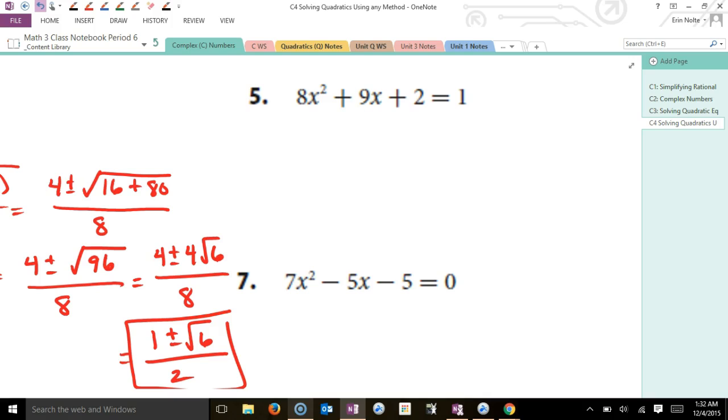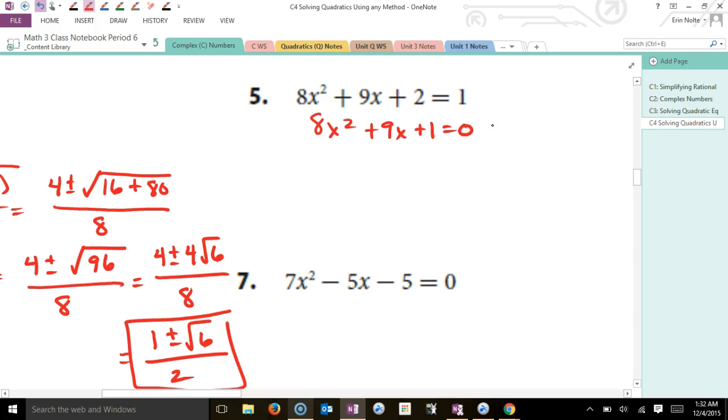Okay, so moving on to question number 5. What's my first step on question number 5? Subtract the 1. So I need to set it equal to 0. So I get plus 1, right? Equals 0. Okay, now this one is factorable.